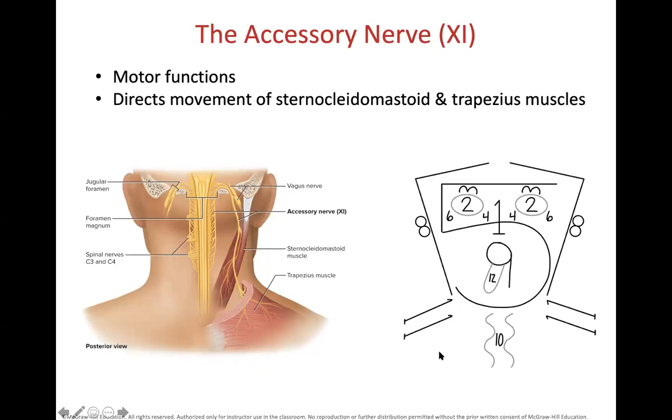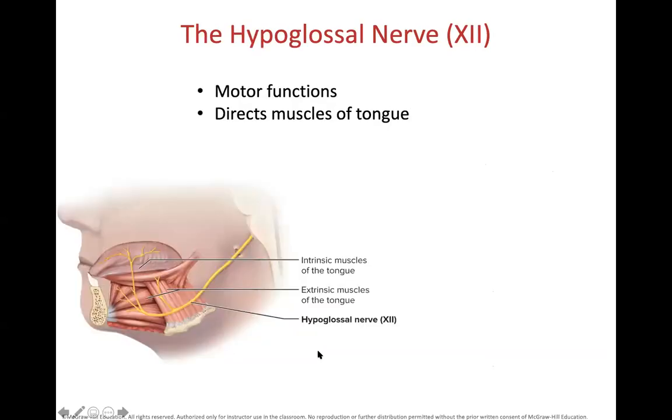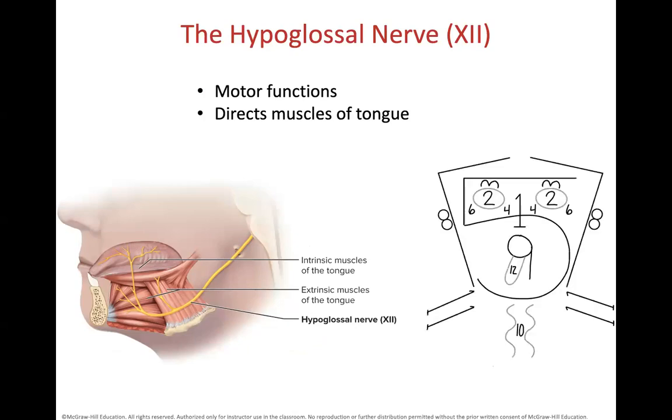All right, and the last one, number 12. The hypoglossal nerve. Hypoglossal means below the tongue. So the hypoglossal nerve comes up to the underside of the tongue and controls the motor aspects of the tongue. So no sensory function here, just motor. The hypoglossal nerve, number 12, which you can see here has a little tongue on this face diagram.